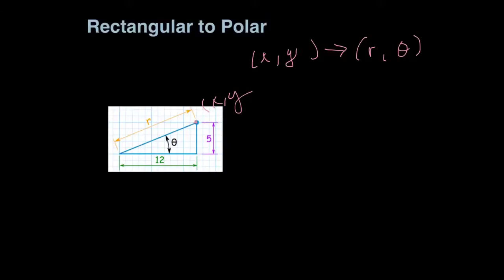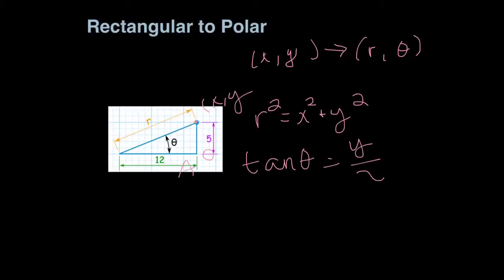The length of the radius is easy. We'll do r squared will equal x squared plus y squared. And to find the angle, we can take the tangent of theta, remember we have adjacent and opposite, that will equal y over x.